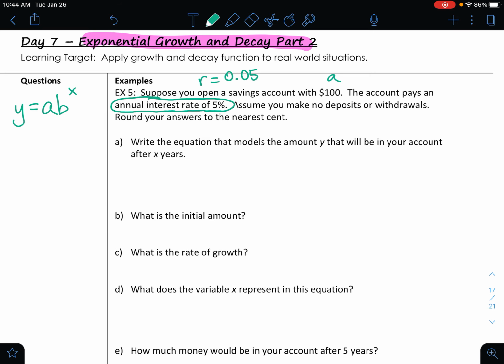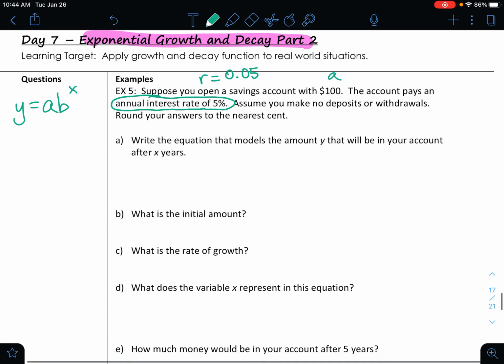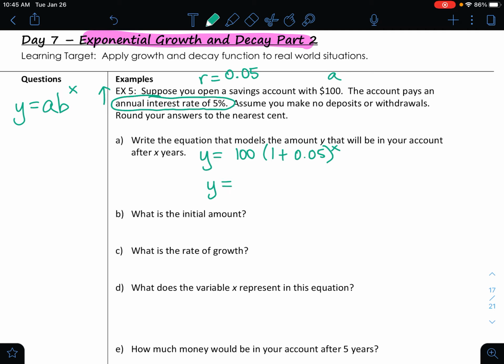Now, is it going up or down? This might be something you may or may not be super familiar with, but when you earn interest, that's a good thing. So that means it goes up. Okay, so I'm going to do 1 plus that growth value instead of 1 minus. Okay, let's plug all that in. So y equals A, 100, and then in parentheses, interest is going up, so I'm going to do 1 plus 0.05 and then raise that to the x. So our equation will read y equals 100 times 1.05 raised to the x. Okay, there's my equation that models the situation.